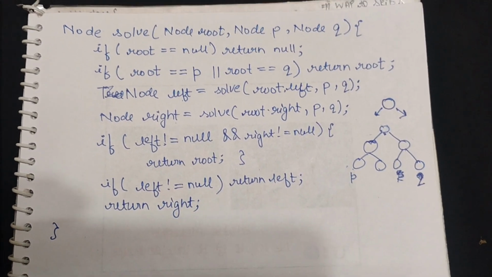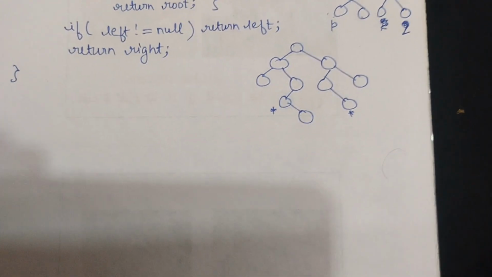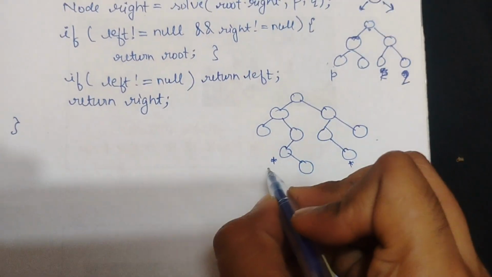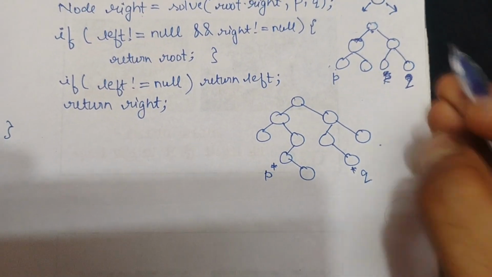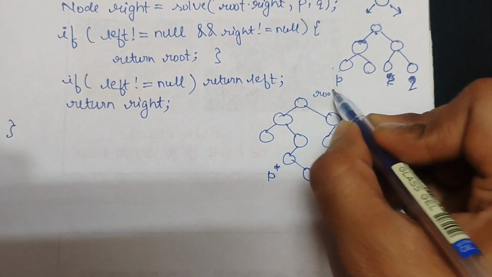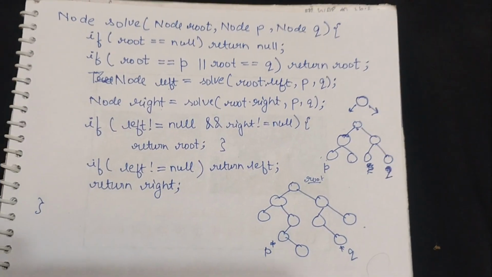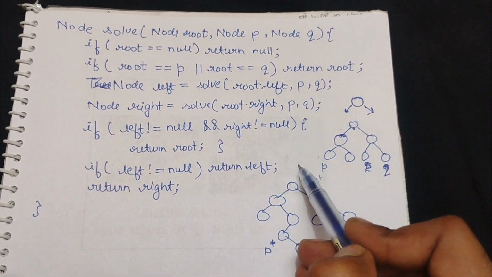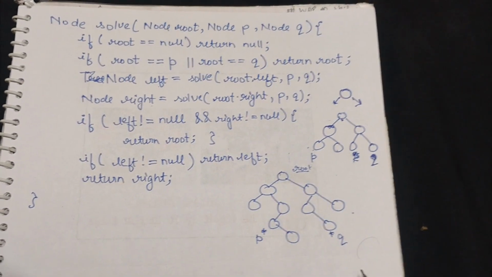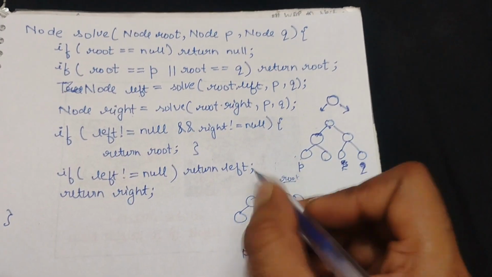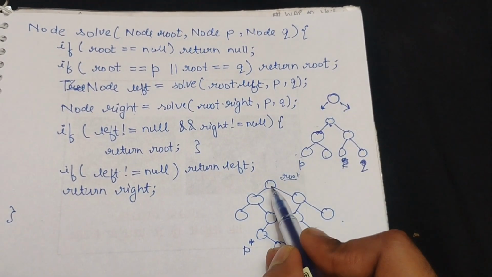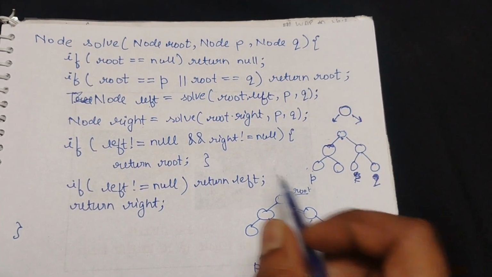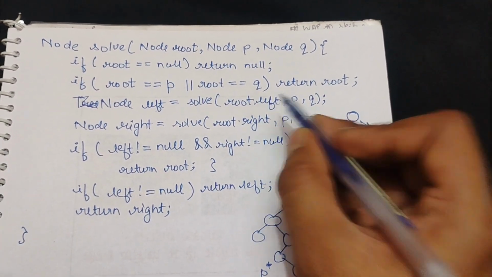Now we will do a dry run. So I have taken an example here. Here this is p and this is q, and this is the root. Okay, now I will go line by line. I call this solve function with this root and p and q. Now it will check, is root equal to null? No, it is not. And is root equal to p or q? No, it is not. Then do what? Then move to its left.